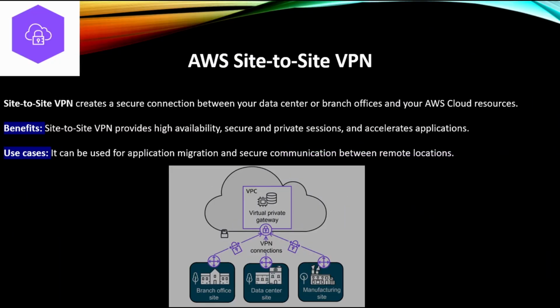If we talk about AWS site-to-site VPN, this is a permanent secure bridge between your physical office and your VPC. Site-to-site VPN creates a secure connection between your data center or branch offices and your AWS cloud resources. If we talk about benefits, site-to-site VPN provides high availability, secure and private sessions, and accelerates applications. And if we talk about use cases, it can be used for application migration and secure communication between remote locations.